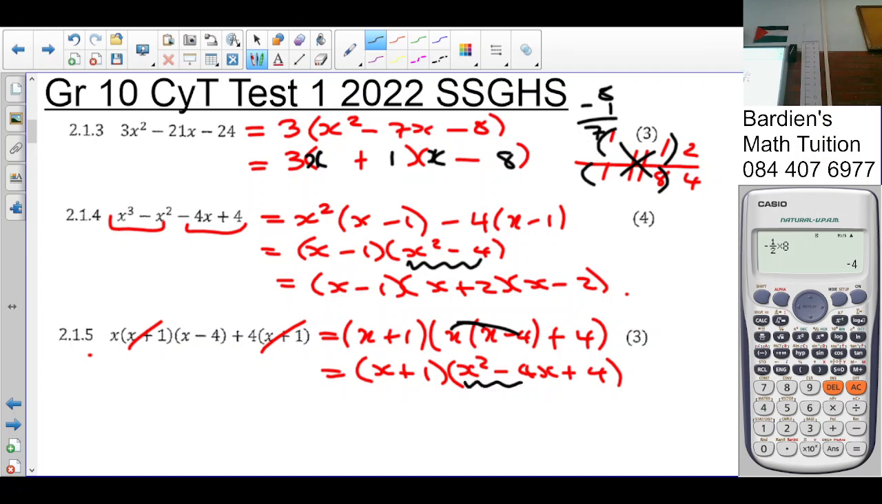What's the square root of x squared? X. What's the square root of 4? 2. So yes. So you got x plus 1, x plus or minus? Minus. Then we test if it works. X times negative 2, negative 2x. Times 2, negative 4. So yes, it works.